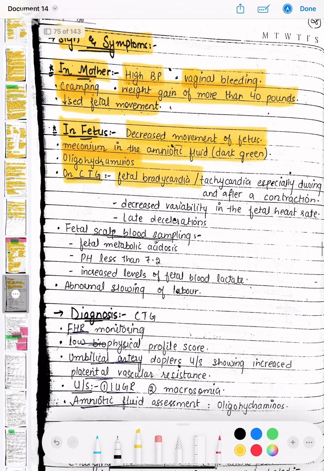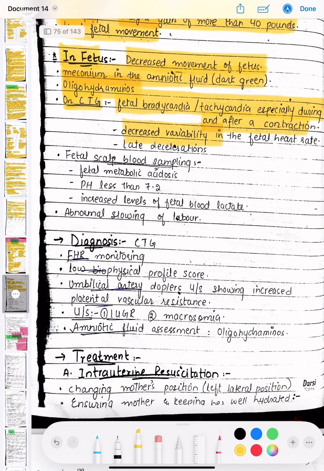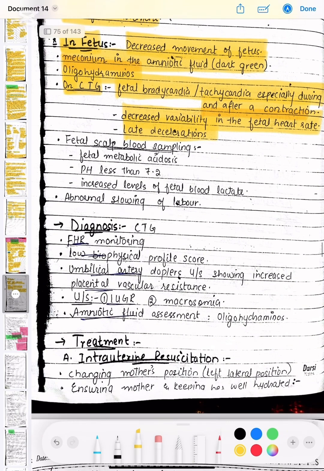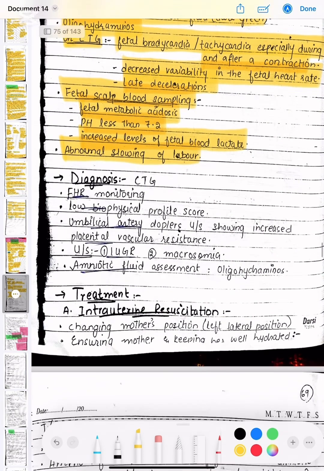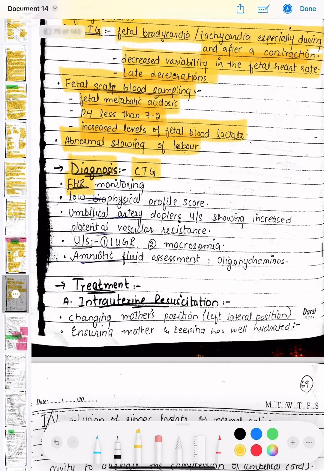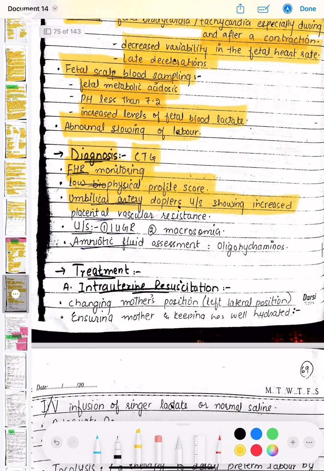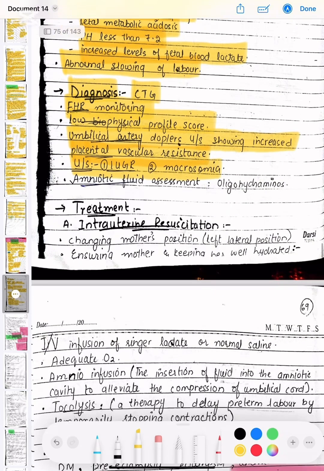On CTG, fetal bradycardia or tachycardia, especially during and after contraction, is present, with decreased variability in the fetal heart rate and late decelerations. The fetal scalp blood sampling shows fetal metabolic acidosis, pH less than 7.2, increased levels of fetal blood lactate, and abnormal slowing of the labor. The diagnosis is by CTG, fetal heart rate monitoring, low biophysical profile score, umbilical artery Doppler ultrasound showing increased placental vascular resistance, and ultrasound which shows IUGR, that is intrauterine growth restriction, macrosomia, and amniotic fluid assessment showing oligohydramnios.